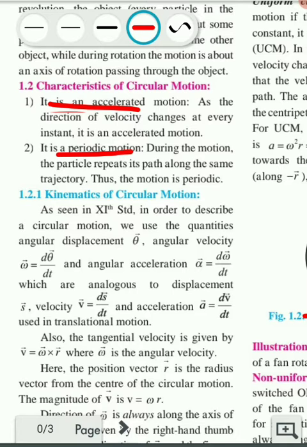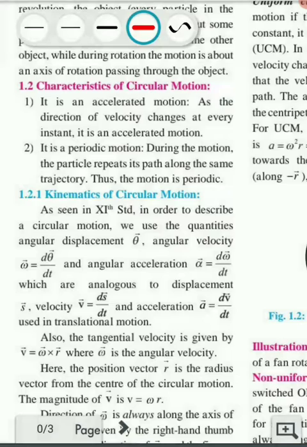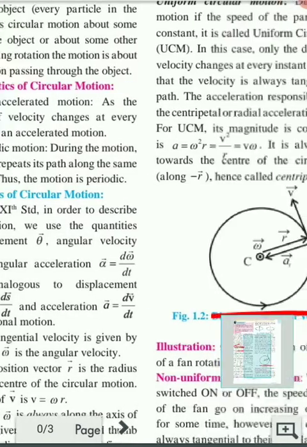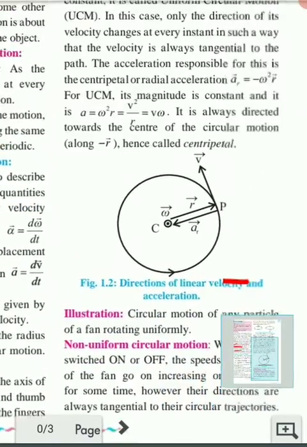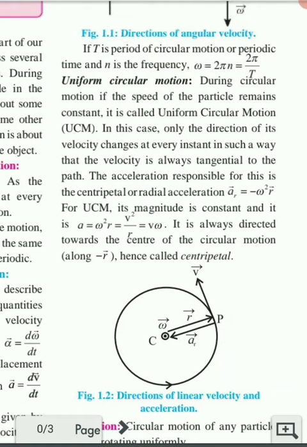Now we can define uniform circular motion. When can we say that the motion of a particle is uniform circular motion? Anybody tell me?